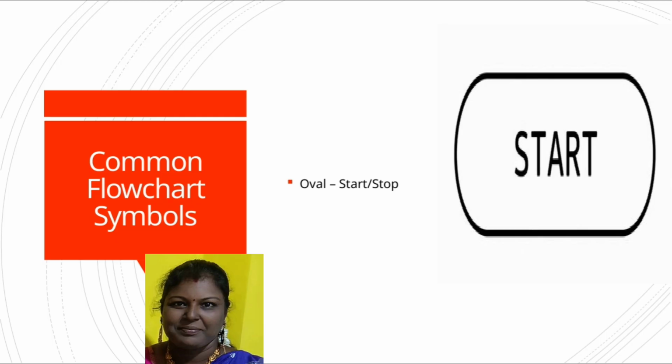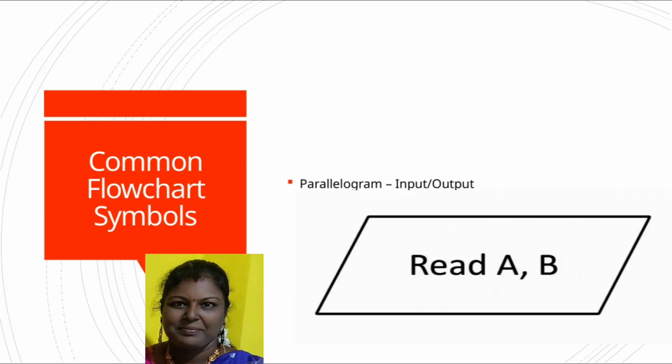Let's take a look at the parallelogram, a key symbol in flowcharts. This shape represents input and output operations. Whenever data is entering or leaving a process, you'll see this symbol. It's simple but essential, helping us quickly identify where information flows in or out.